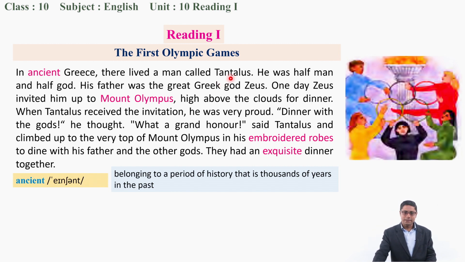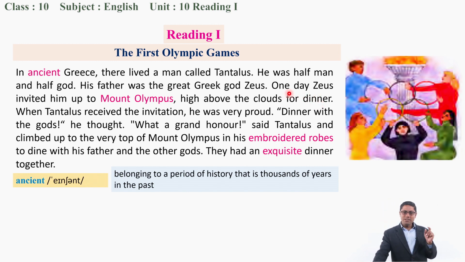So, Tantalus. Okay, he was half man and half god. See that? Half man, half god. So there is one reason also why it happened. See, his father was the great Greek god Zeus. His father was the great god Zeus. Maybe his mother can be a normal human being. So that's why he might have been half man and half god or something else. But he is half man and half god. He is the son of Greek god Zeus. See, there is a very interesting incident that led to the beginning of Olympic Games.